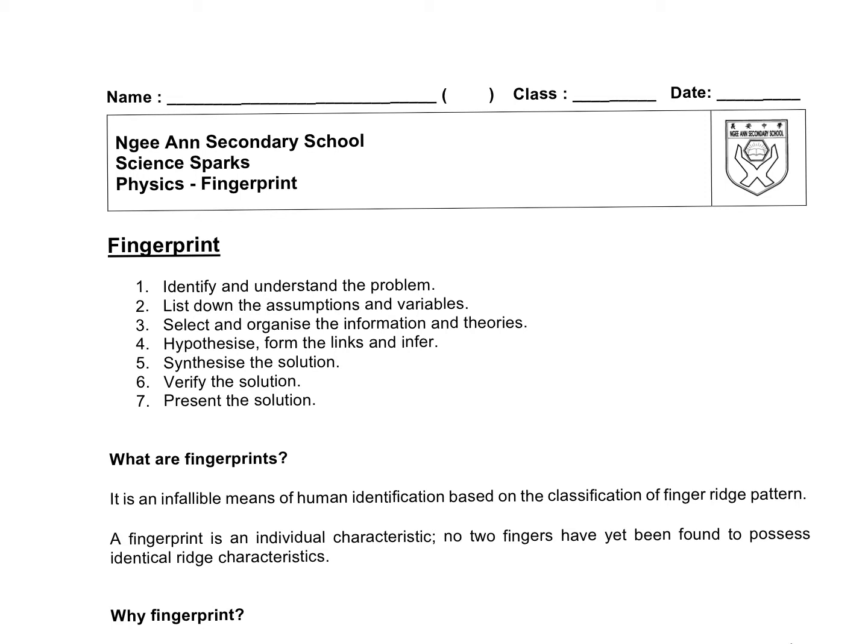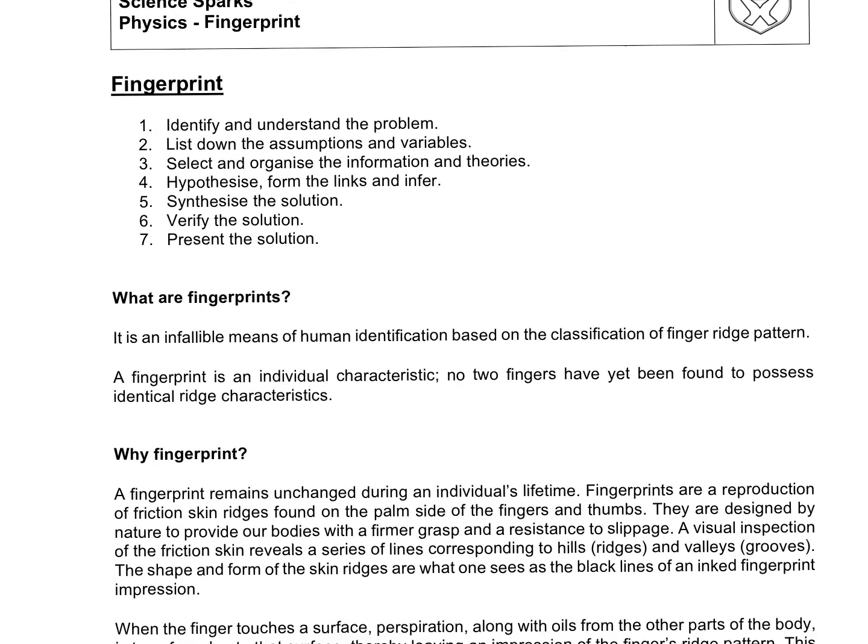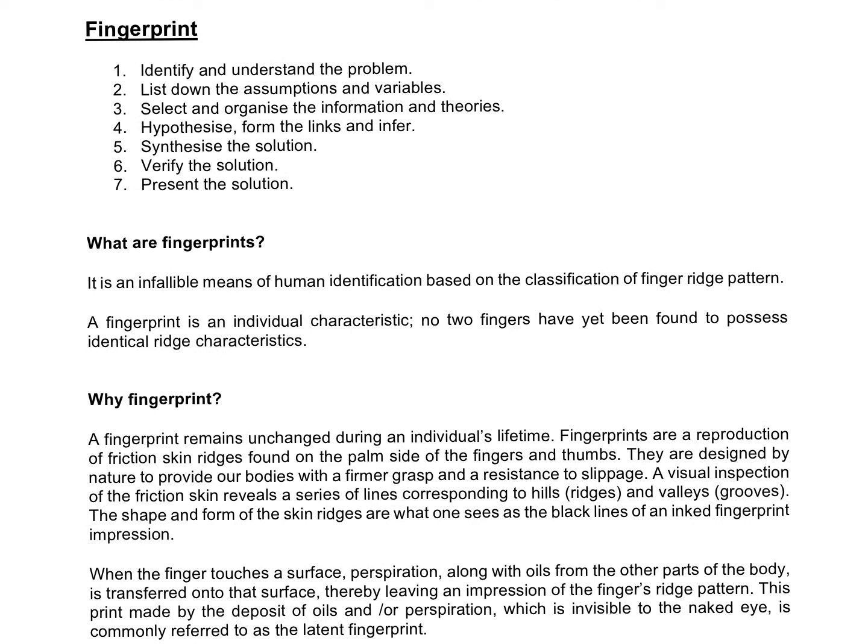This is a series of steps I would like you to know and apply whenever you encounter a science problem or your everyday problem. Now, what are fingerprints? Fingerprints are a means of identifying humans based on the classification of finger ridge pattern. Ridge is the raised portion of the skin. So when you press it down onto a paper, you'll see the pattern. So it is the ridge that creates the pattern on the paper.